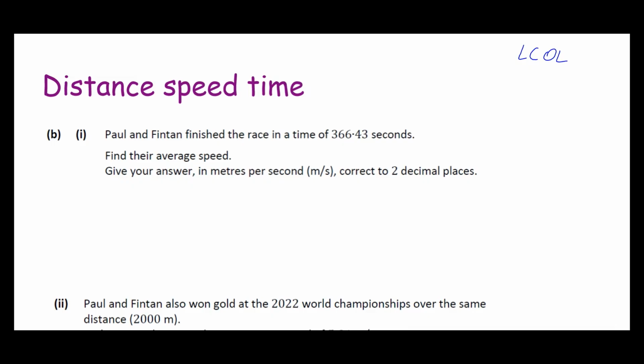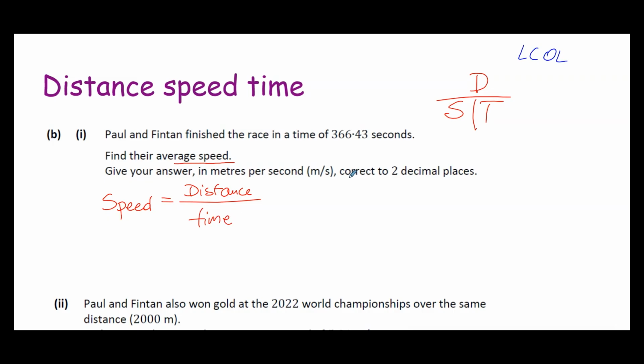One thing that is always there in your exam is distance, speed, and time. Let's see. Paul and Fintan finished the race in a time of 366.43 seconds. Find the average speed. Give your answer in meters per second, correct to 2 decimal places. So when you see the words average speed, you know this is about the formula distance, speed, and time. This time we are looking for speed. That means that will be distance divided by time.